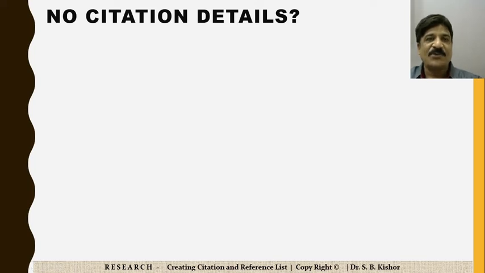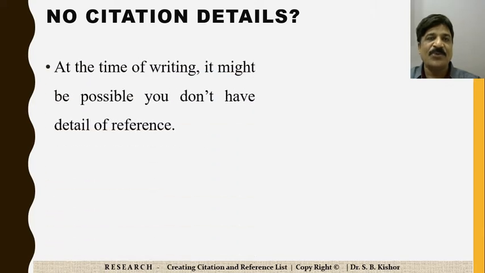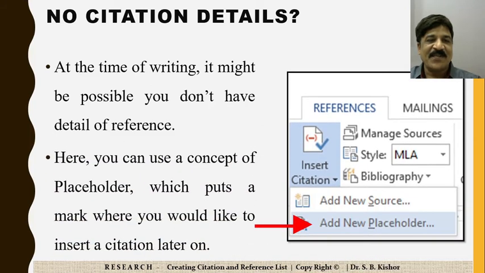Now, what if you don't have the source details? It means, of course, you are not able to create a citation, but you know very well that you have copied the information, though you don't know the exact source from which you copied it. In that case, you can create a placeholder. At the time of writing, it might be possible that you don't have the details of references. Here you can use the concept of a placeholder, which puts a mark where you would like to insert a citation later on. So in the absence of the source detail, you can click on Add New Placeholder.